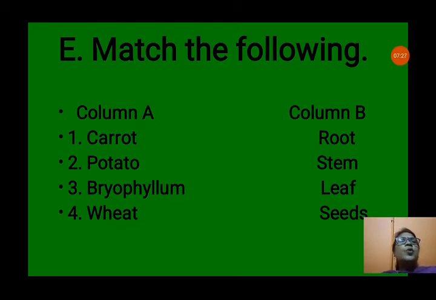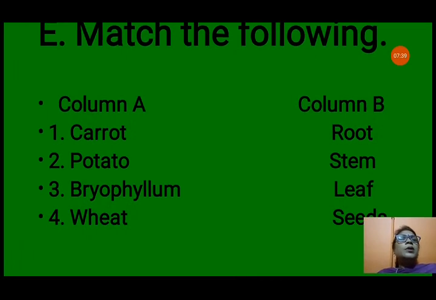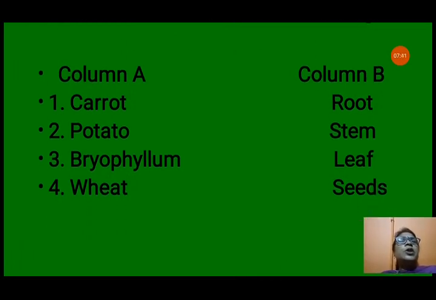Second is potato. Potato is a stem. It is an underground stem and it also can grow a new plant with the help of the buds or eyes present on them. Third is bryophyllum. Bryophyllum is also vegetative reproduction by their leaf. The margins of their leaf have buds that can grow into a new plant when they fall into the soil and get a suitable condition.